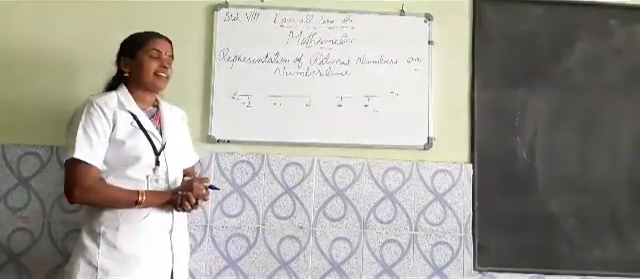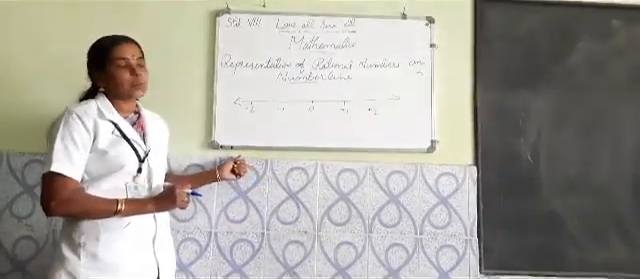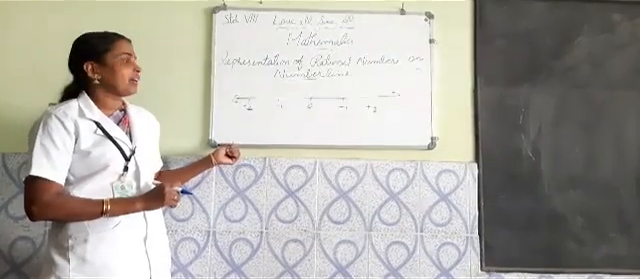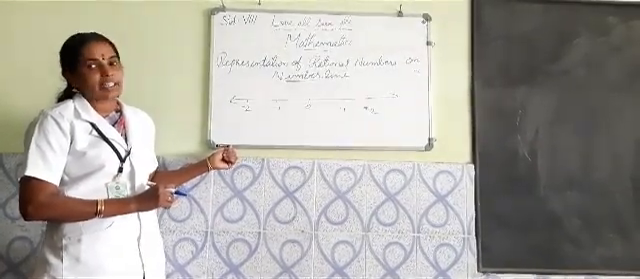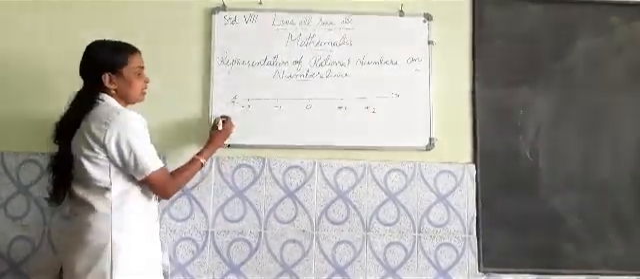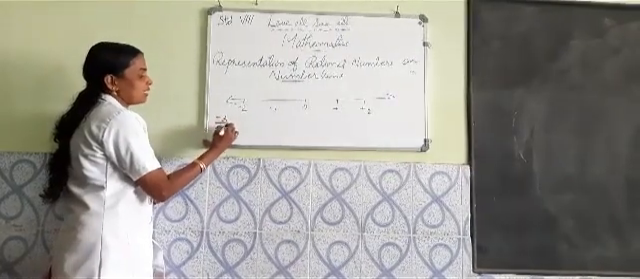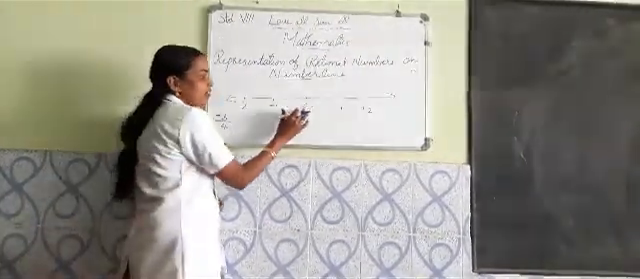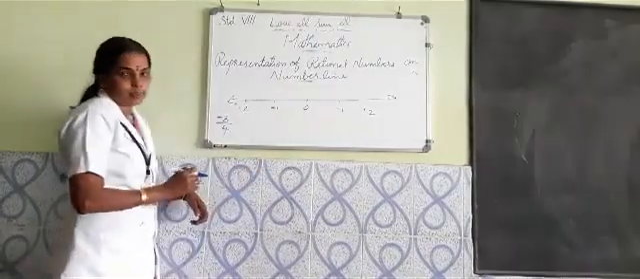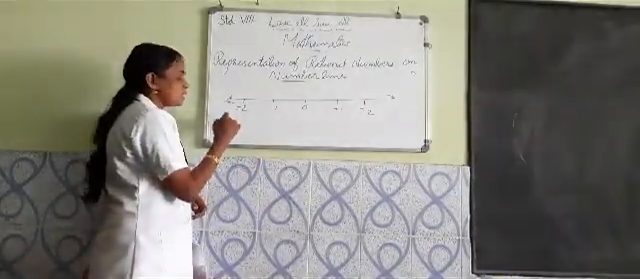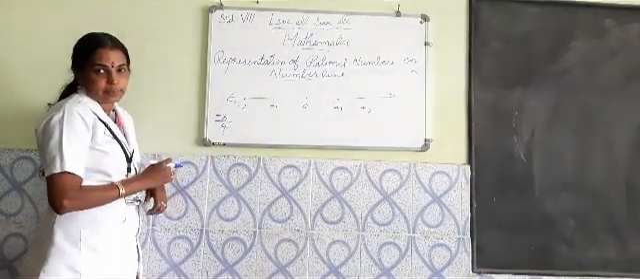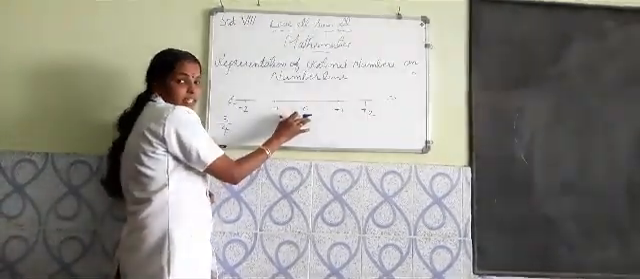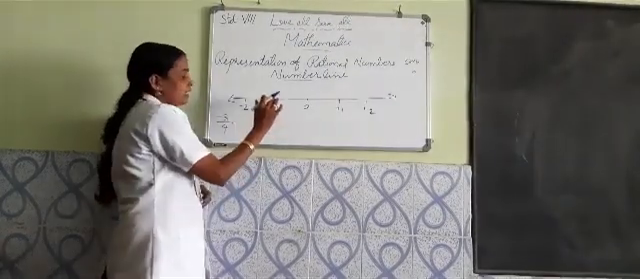Now that we studied how to represent positive rational numbers on the number line, we can look at how to represent negative rational numbers. For example, if we want to represent negative 3 by 4 on the number line, it will be on the left side of 0. Clearly this is a proper rational number, so the value will be in between 0 and negative 1.